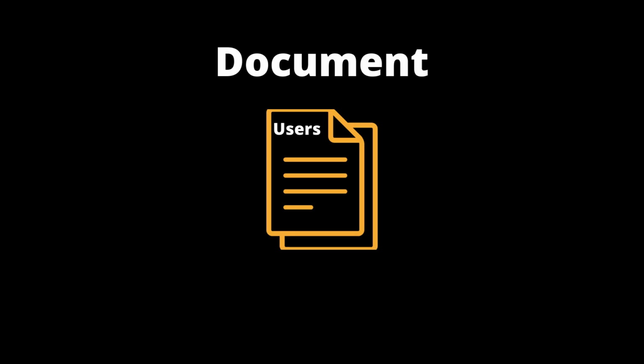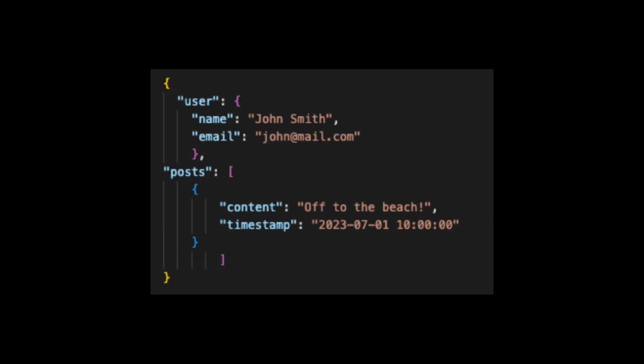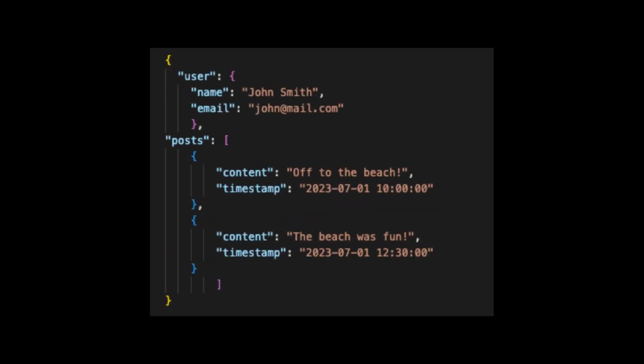Let's use a social media site as an example. The NoSQL database can have data, or a document, about a user when the user signs up, such as John Smith and his email address. Once John creates a post, the initial data about John starts to expand. An array of posts can be stored with information such as the content and timestamp of the post. At 10, John posted he's off to the beach. Then at 12:30, he posted that the beach was fun.